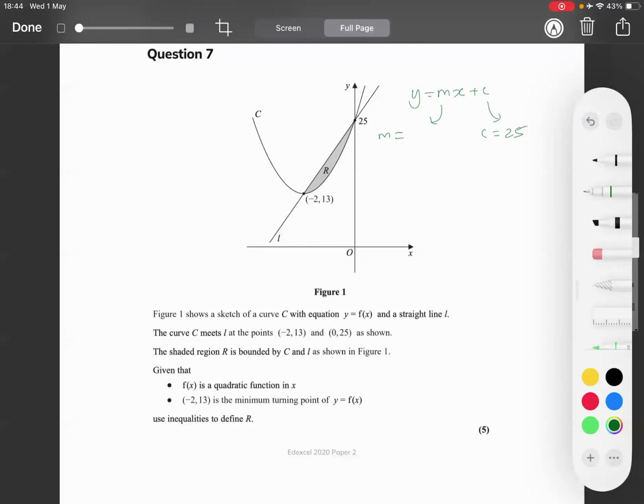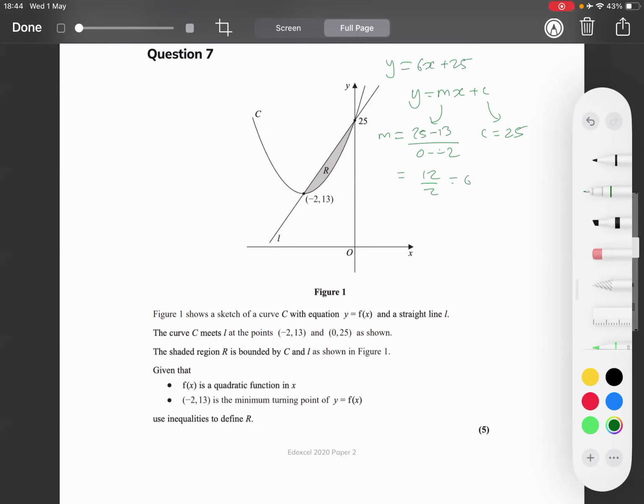Good. So the y-intercept is 25. I just work out the gradient by doing 25 minus 13 divided by 0 minus -2, which is equal to 12 over 2, which is equal to 6. So my equation of my line is y equals 6x plus 25.